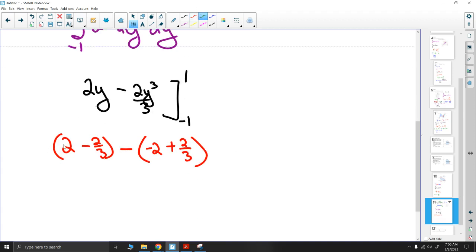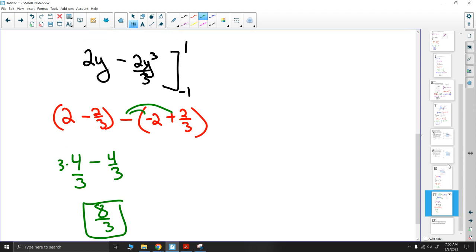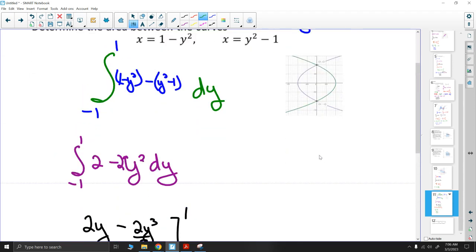Okay, so 2 plus 2 is 4. Negative and a negative makes -4/3. So if this was over 3, then this would be multiplied by 3, so that's 12. So 12 minus 4, that's 8/3. Okay, so that's our area of this region.